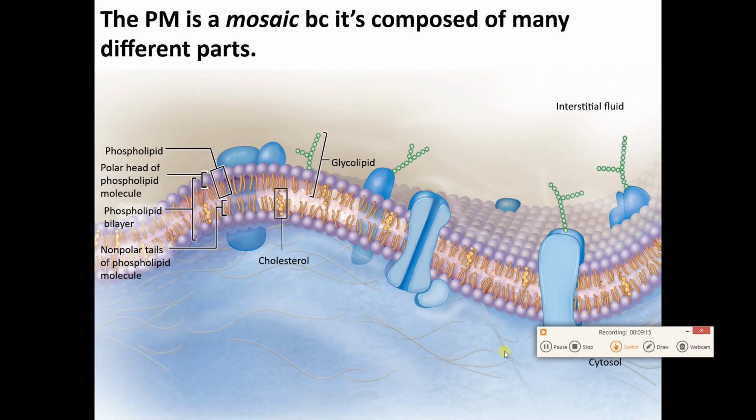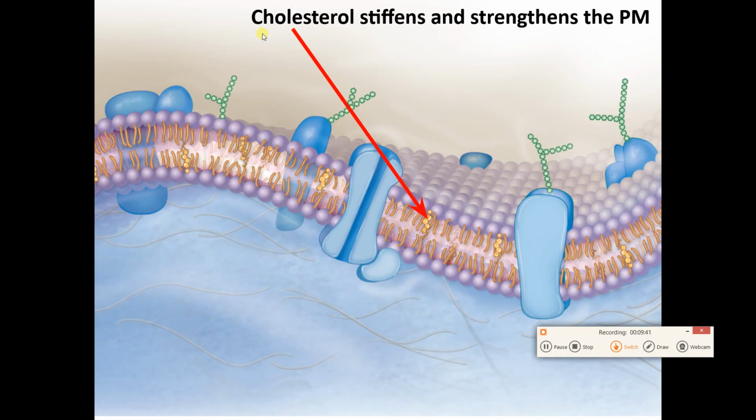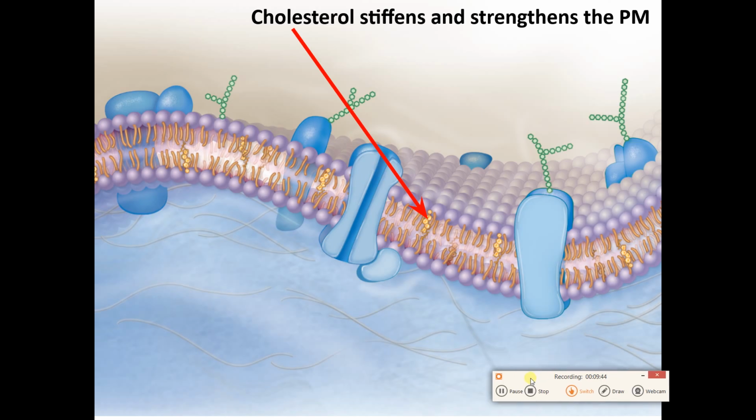Now, the plasma membrane is a mosaic because it's made of many different parts, and we see many different labeled things here. We've got phospholipids, we've got a variety of proteins, we even have some cholesterol in here, and some things called glycolipids and glycoproteins too. So lots of different parts, that's what makes it a mosaic. Now, cholesterol actually stiffens and strengthens the plasma membrane. It prevents it from becoming too fluid. If it's too fluid, it wouldn't have the structural integrity that it needs.